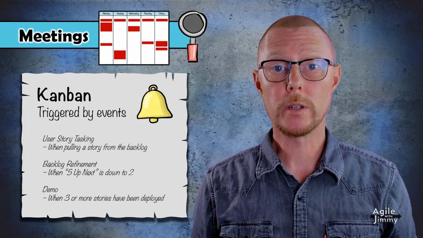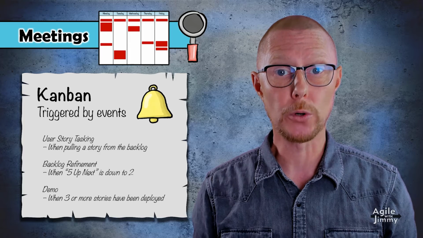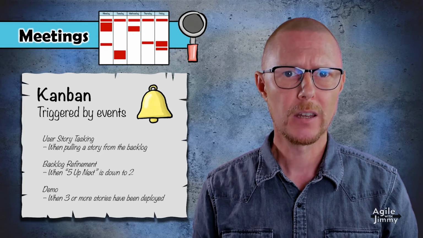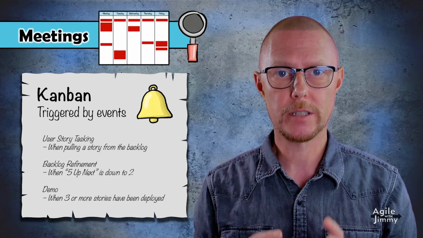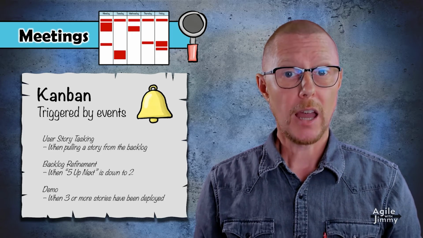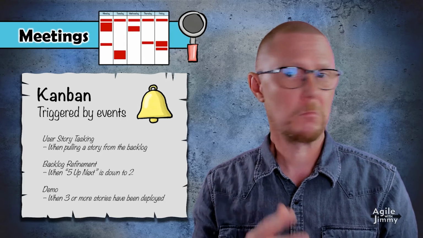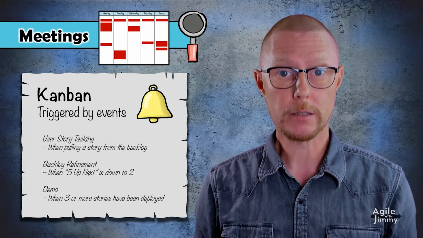We might call a user story breakdown and tasking session when we pull a story from the backlog just in time, or when the top 5 is down to a list of 2, we gather for a backlog refinement meeting. And perhaps we only send out invites to a demo once we have 3 or more things ready to be demoed. But to be frank, no team I've ever met does either Scrum or Kanban by the book.